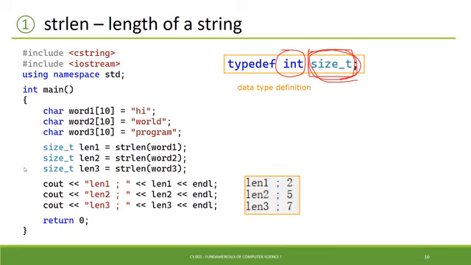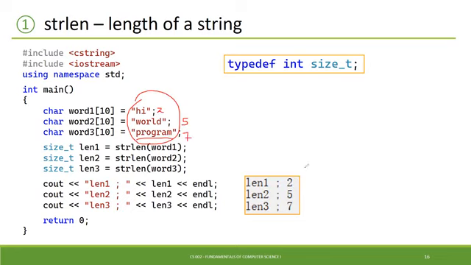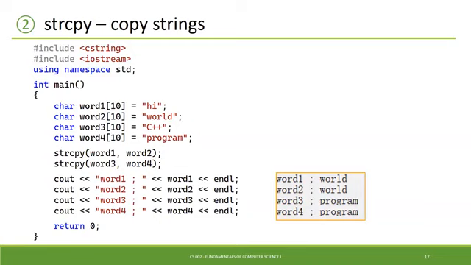So look at this one. I just want to have word 1, word 2, word 3, the length of the string. Okay, there are 2 letters. There are 5 letters in the word, right? There are 7 letters in program, right? So 2, 5, 7. Okay, will be printed out. Okay. So string length. And the second one is string copy. Copy one string to another. Okay, copy one string to another.